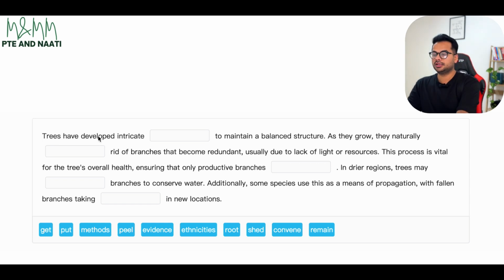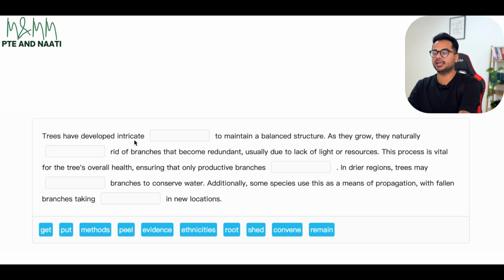Now, starting with the first one, it says trees have developed intricate dash to maintain a balanced structure. So here we are missing a word which is going to be related to trees. Trees have developed something, intricate something, to do what? They have given us what trees have developed to do something, so our answer should come from this part, to maintain a balanced structure.